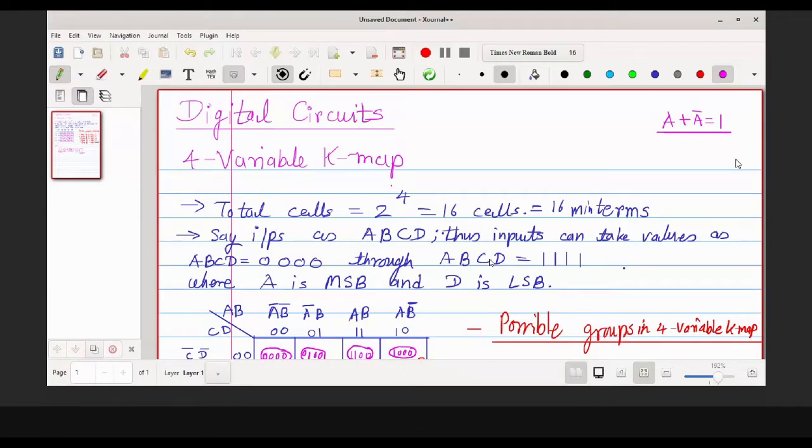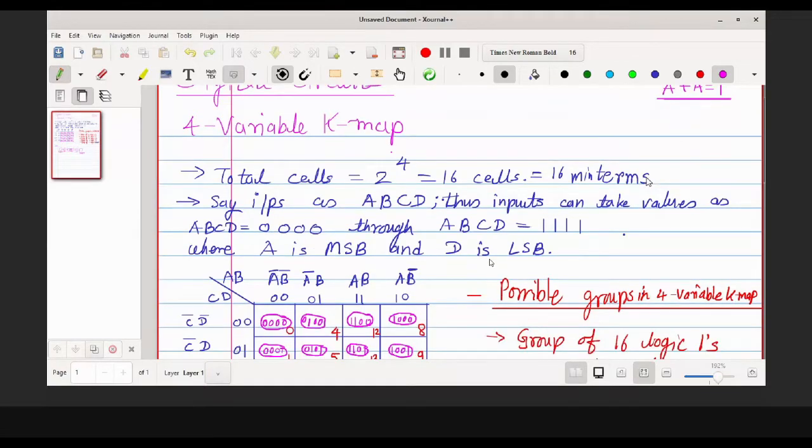So again we need to remember that formula: the number of logic ones in the group is equal to 2 to the power of x, where x is the number of variable changes permitted for that particular group. So when there are two logic ones in the group, the number of variable changes permitted is 1. If there are four logic ones in your group, the number of variable changes permitted will be 2. If there are 8, it will be 3. For 16, it will be 4. So now let us look at the four variable K map.